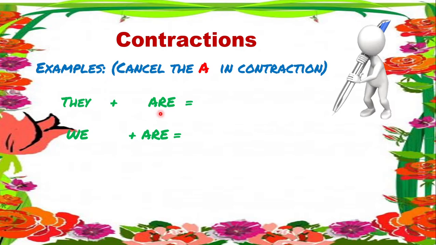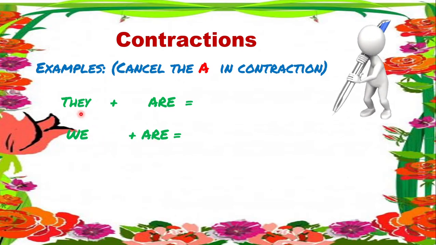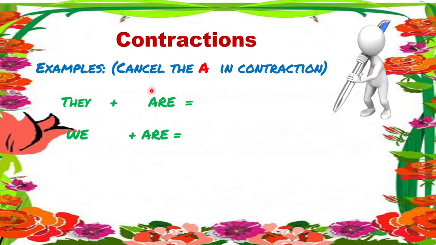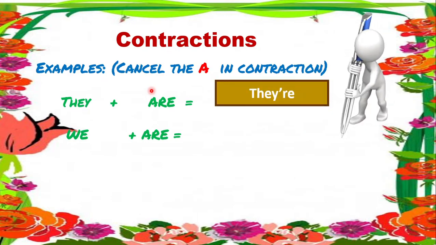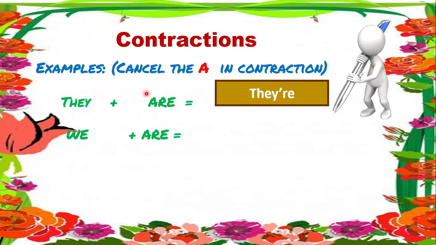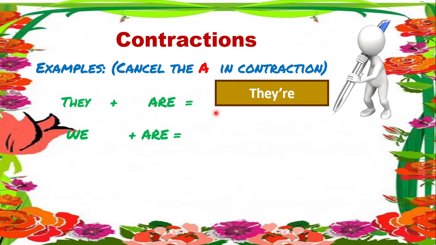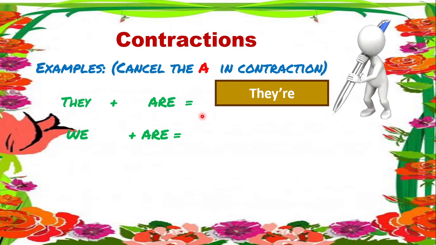They are. We are. They are. We cancel the A and put an apostrophe. So it becomes they're. So this is the rule, to cancel the A and put an apostrophe. Instead of saying they are going to the bookstore, they're going to the bookstore.